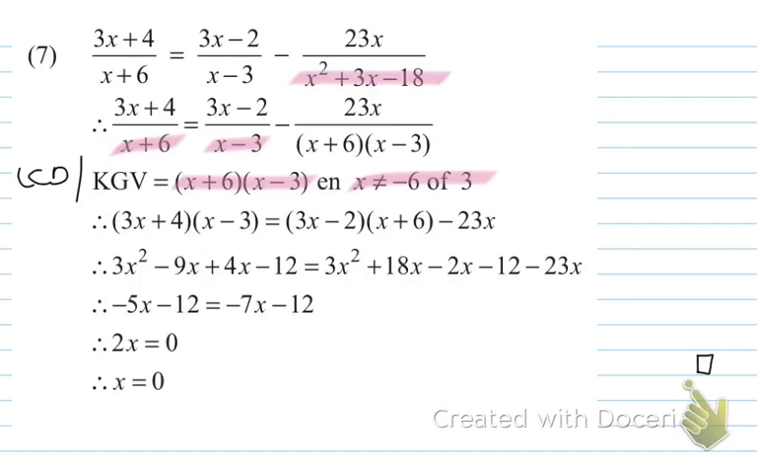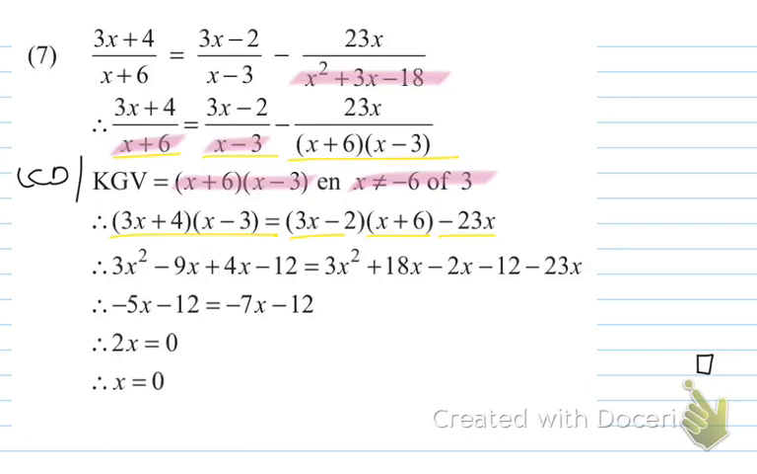Now I ask myself, what do I multiply this denominator with? With x minus 3. So I take the top and multiply it with x minus 3. The second one, I have to multiply it with x plus 6. So I take the top and multiply it with x plus 6. The last one already has the correct denominator, so I just write it down, negative 23x. I identify this.